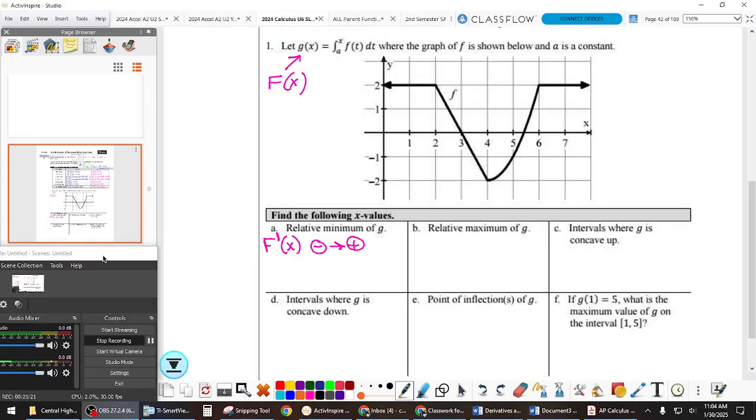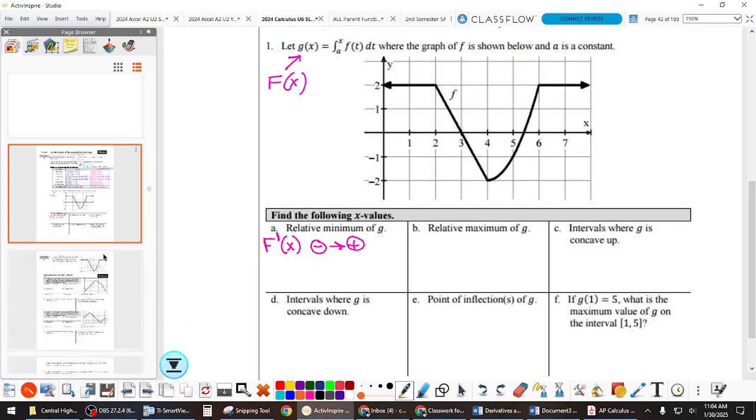Probably should go down, it should go up. It starts to get jumbled after a while.